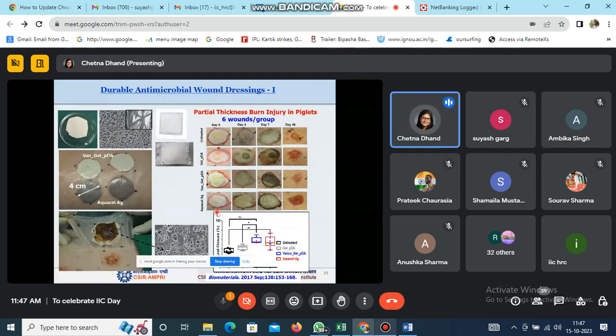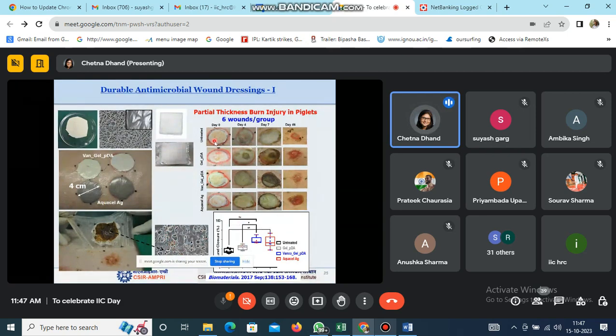This is a second degree partial thickness burn wound, which we have created. After the creation of the wounds, we put these dressings on. This is our vancomycin, gelatin, and polydopamine dressing, and below is the commercially available silver based dressing. So we compared it with the commercially available dressing, and this is basically the nanofiber dressing after removing it from the wound. You can see that even after removal, the nanofibrous porous morphology is still intact.